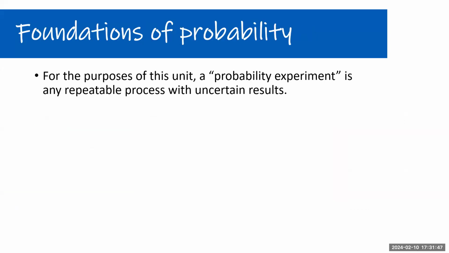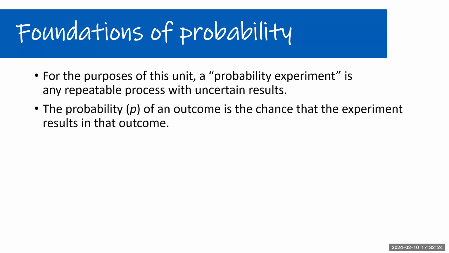So let's talk about some foundations of probability more in depth. Last unit, we described an experiment as some sort of design where we had a control group and a treatment group, or at least 2 groups, and we were manipulating that independent variable. That is not really what we're talking about when we say we have a probability experiment. We're talking about something much simpler. For our purposes, a probability experiment is just any repeatable process with an uncertain result. So I toss a single coin. I toss a fair die. All of those are going to be considered probability experiments.